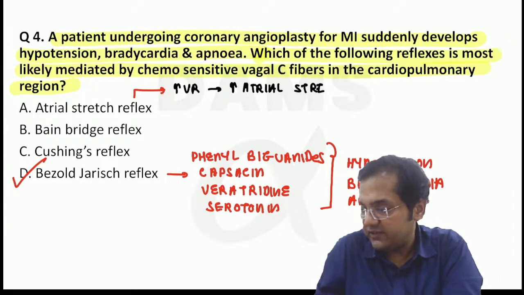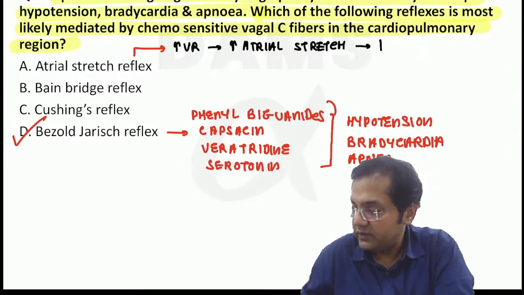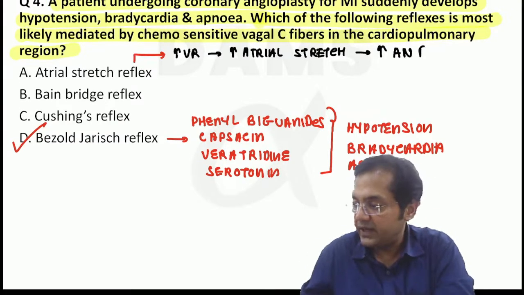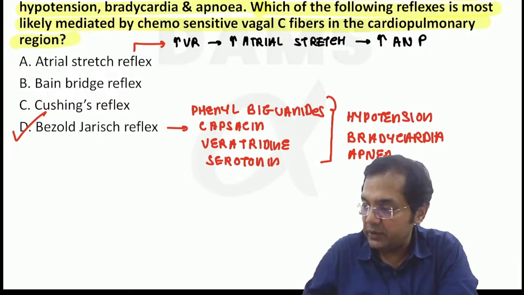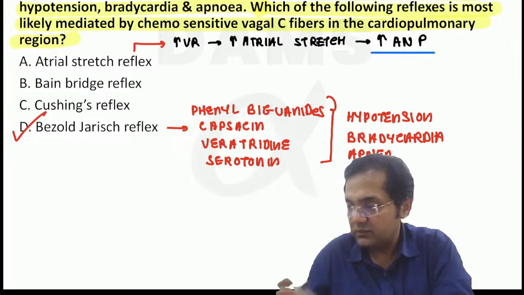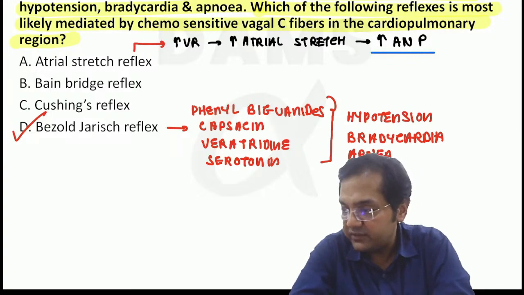Increased atrial stretch can cause increased release of ANP, atrial natriuretic peptide. What can ANP do? Can you recall for me some actions of ANP? I will not write, you tell me. ANP, what are the actions of ANP? Quick.